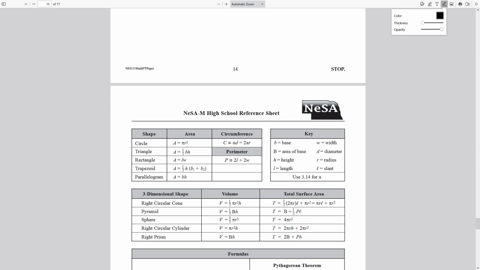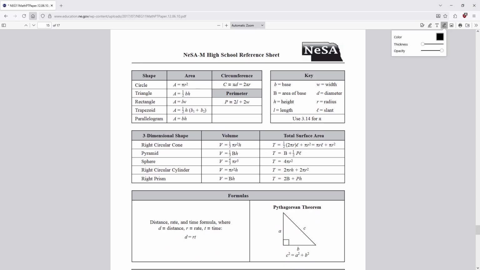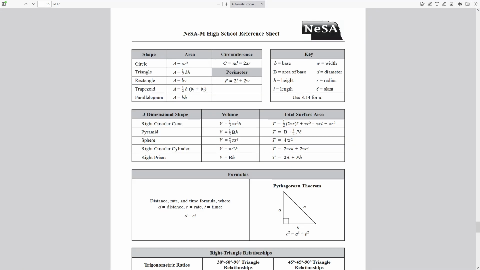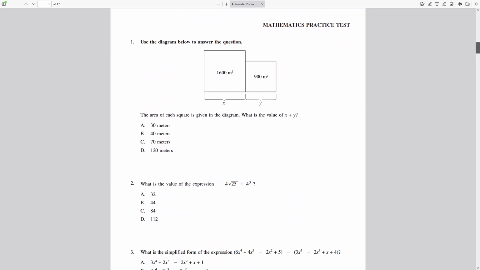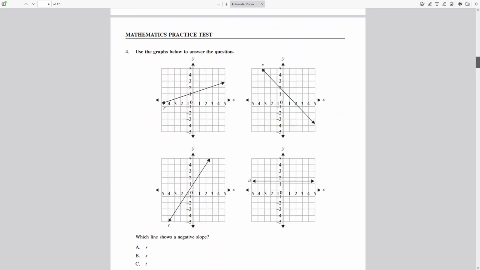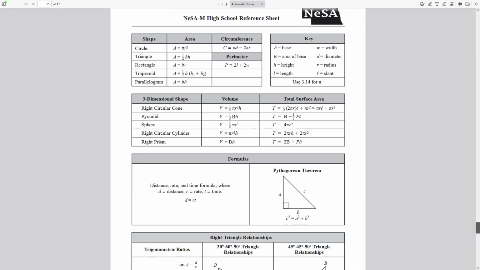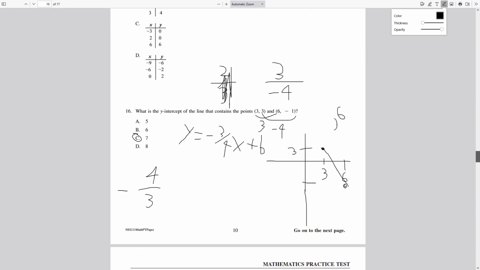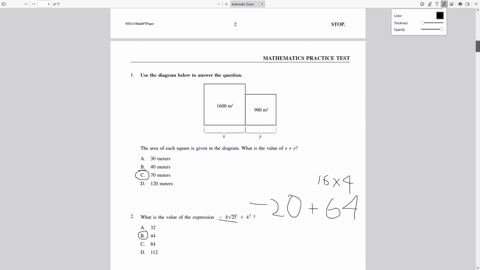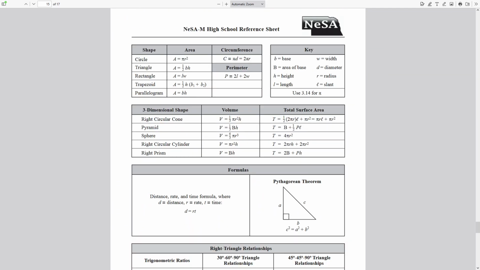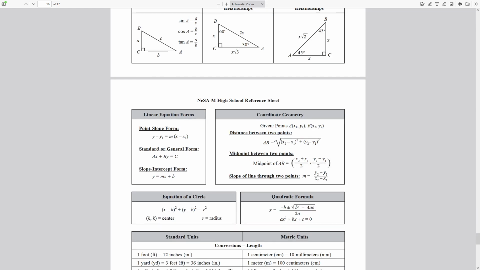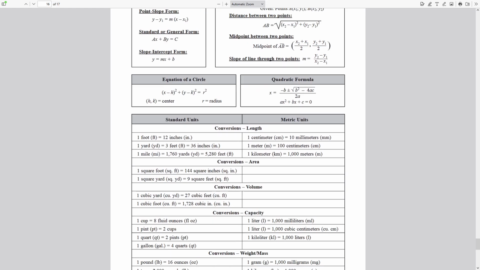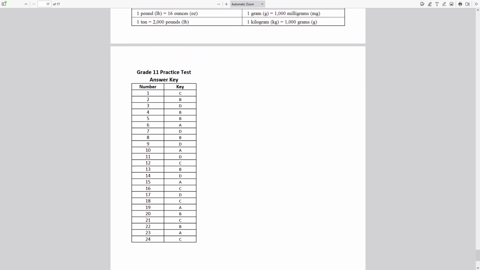Alright, time to check my work. Might have to refresh the page here. Alright, so let's see how I did. Wait, I have to go down here. And the other side will go up here. Oh, it's a reference sheet. Oh no! Oh well. Here it is.